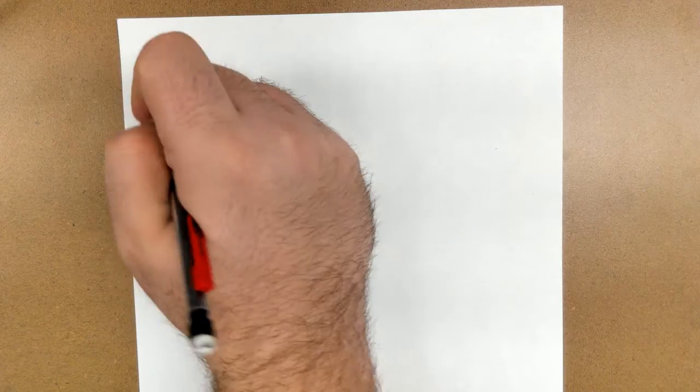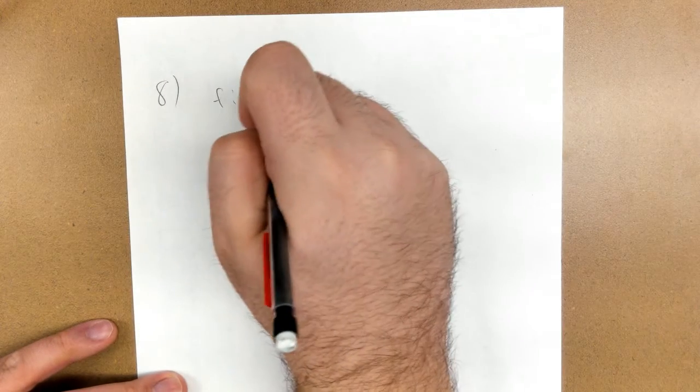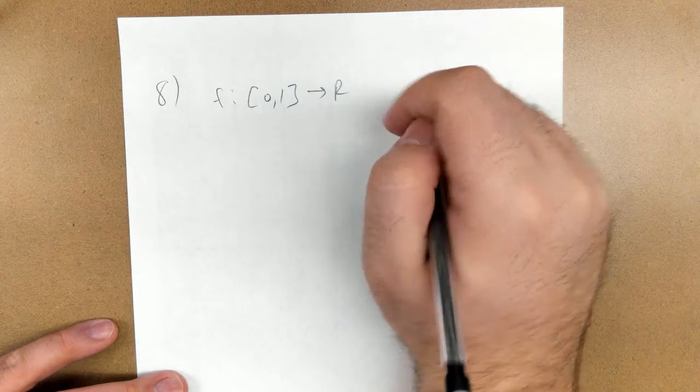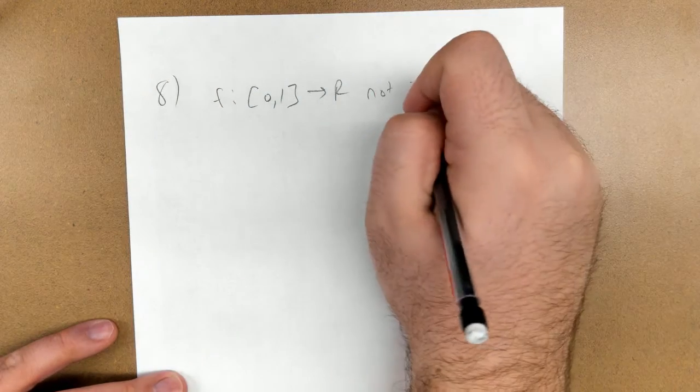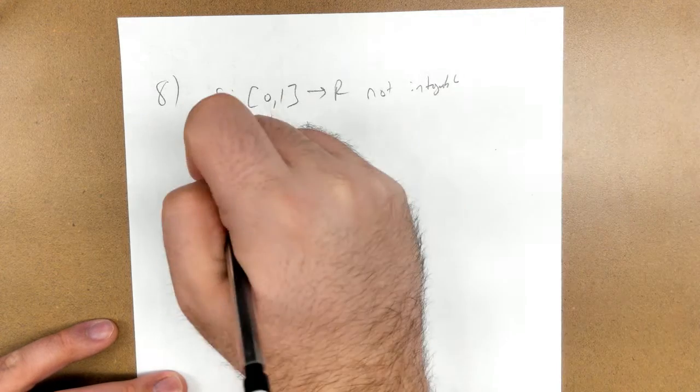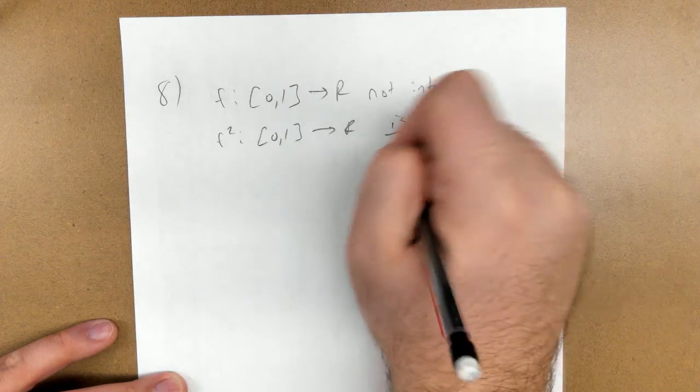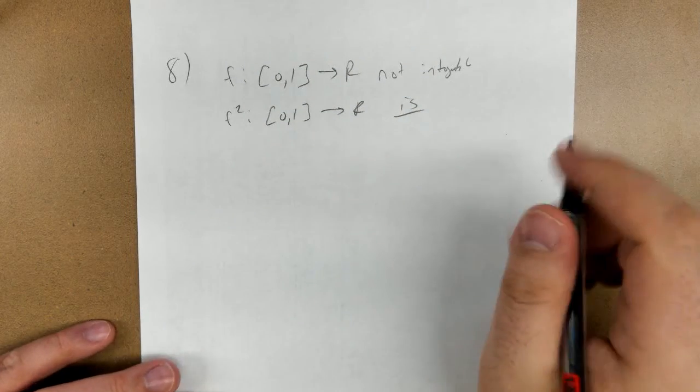Okay, number 8 is to give an example of a function that is not integrable, but x squared is integrable on 0 to 1. So f on 0 to 1 is not integrable, but f squared from 0 to 1 is. Okay, I believe this is in the section.